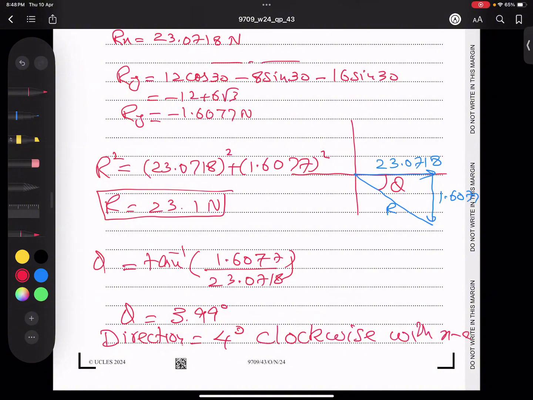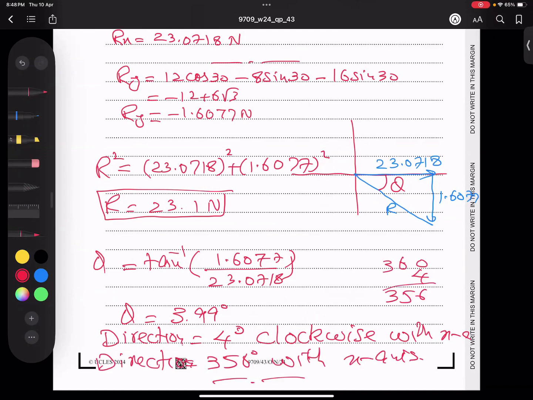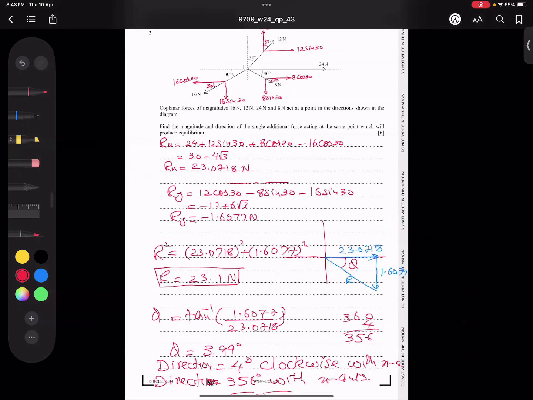Or the second option, what is the right? This is the other way: 360 minus that. So the second direction we can reply is 360 minus 4, and when I do 360 minus 4, I got 356 degree. And then just write with the x-axis. That's it. So both answers are correct. You can write any one, no problem at all. And I hope the concept is very clear.